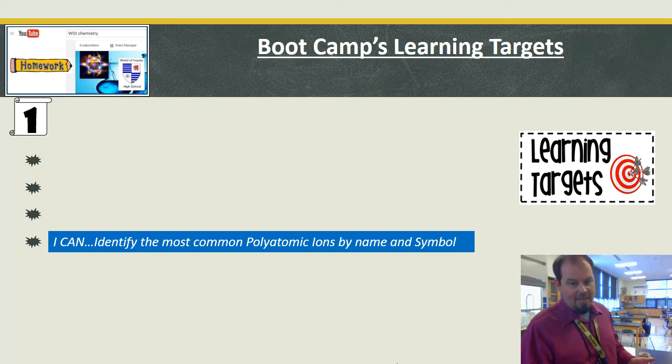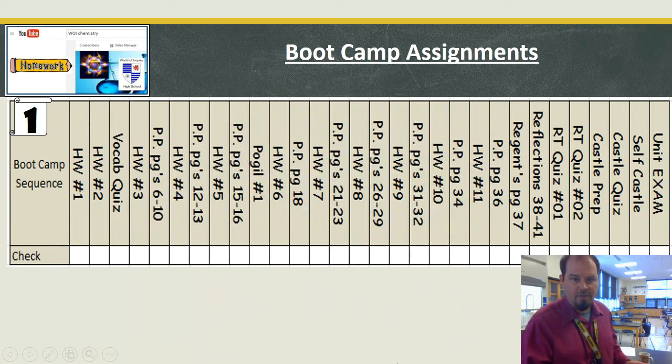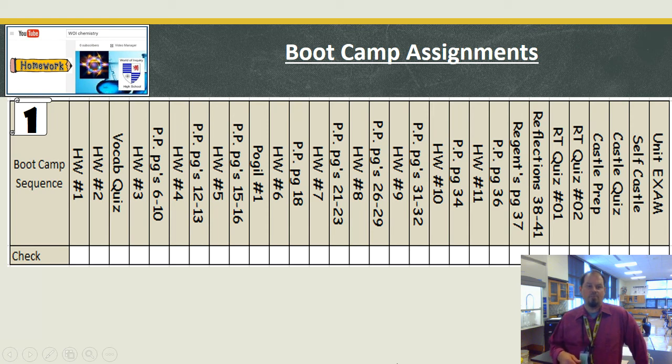And with that, I think we are almost done, but here's the assignments. So here's a list of all the assignments. This is on the front page of your packet. I want you to use this and check them off when they're complete so that you are responsible for your learning. They are broken down. Homework 1, homework 2, vocab quiz, okay? Homework 3, practice pages following homework 3. Homework 4, practice pages following homework 4.